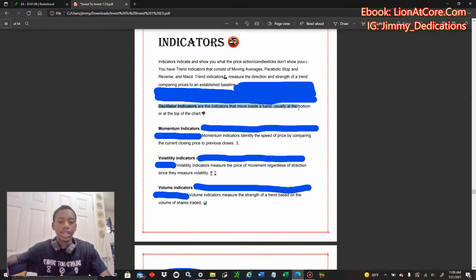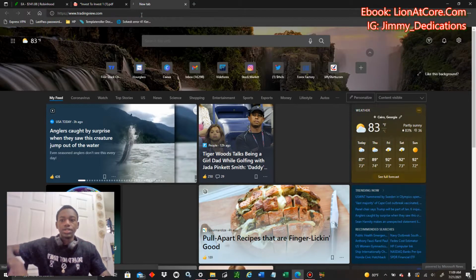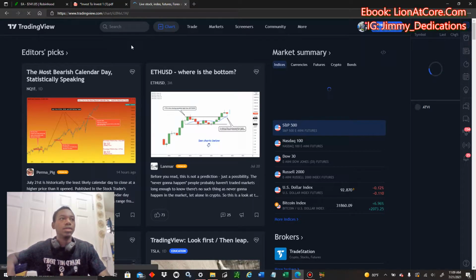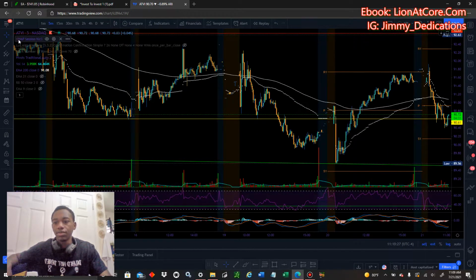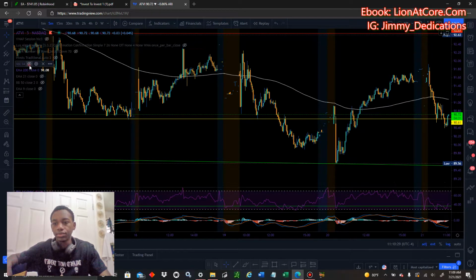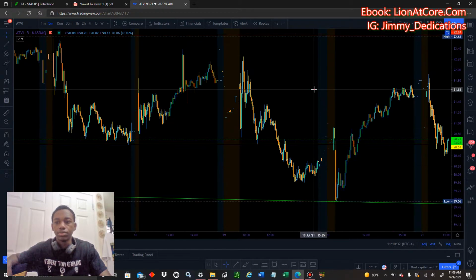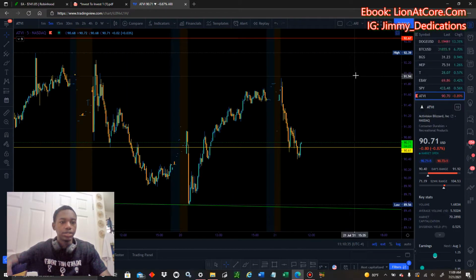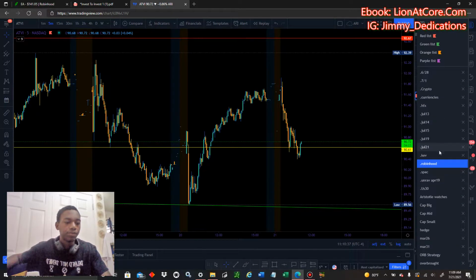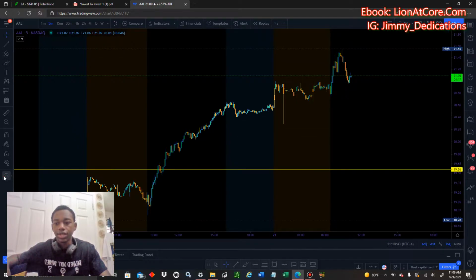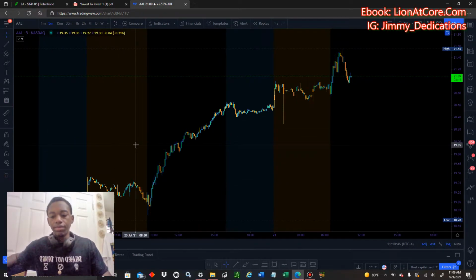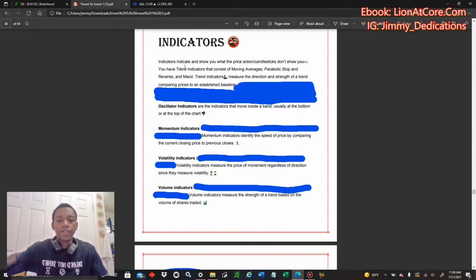Oscillator indicators are the indicators that move inside a band, usually at the bottom or at the top of the chart. We're gonna look at these live too. Look, as soon as I type in the T, y'all already know what pops up. Let me stop making this look crazy. Nah, not this chart. We're gonna type in something I don't need. Let's see, American Airlines. We can erase everything off of here. That box is pretty big though at the bottom of the screen. First thing we're gonna look at is some trend indicators that show you the trend.